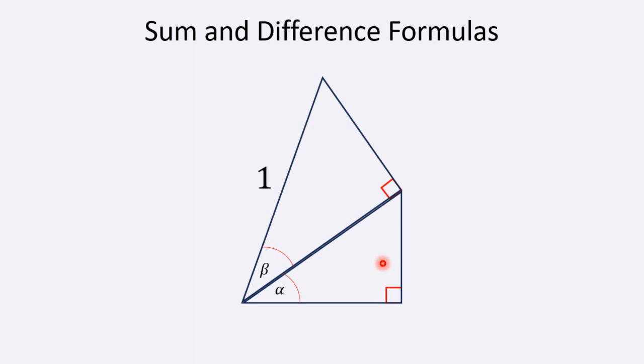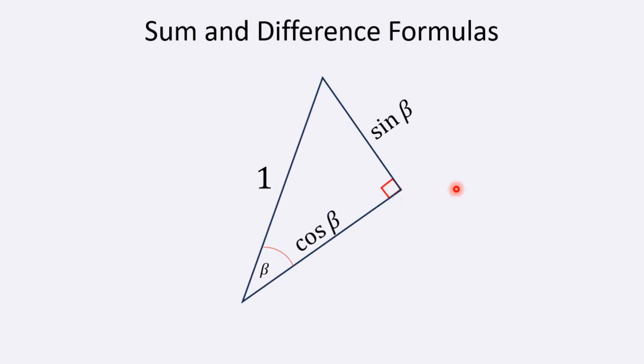And then let's focus on that triangle for just a second. So that triangle, because the hypotenuse is 1, the opposite side is just going to be the sine of beta because it's opposite from the angle beta. And the adjacent side to beta is just going to be the cosine of beta. And that's because the hypotenuse is 1. Now let's bring back in that alpha triangle. So this is the alpha right triangle here.